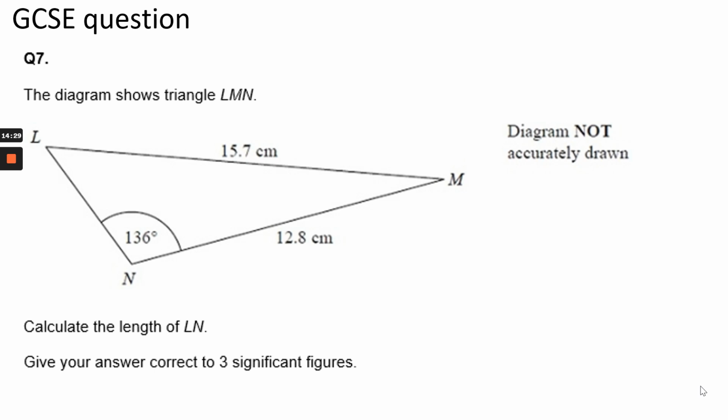Okay, and now this is a GCSE question. So pause the video and play when you're ready to go through the answer. Okay, so we've got L, M, and N. Now we have got a side and an angle, and we are trying to work out the length of LN, so this length here. Okay, so how are we going to work that one out?